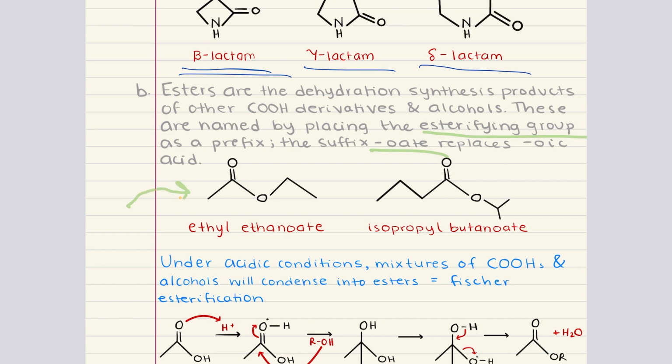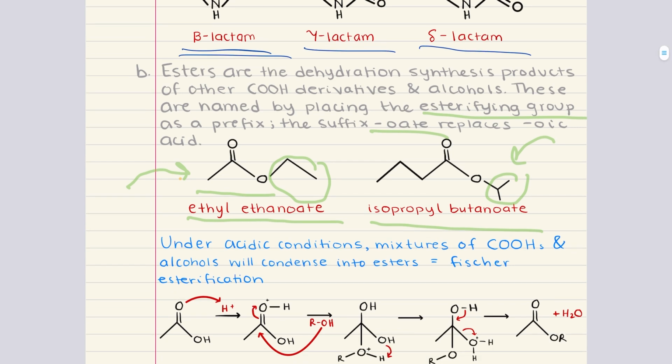In the first structure, we have an ester that's derived from ethanol and ethanoic acid. So the alkyl group from the ethanol is ethyl, and the acid part, ethanoic acid, becomes ethanoate. Therefore, this ester is named ethyl ethanoate. In the second structure, we have an ester formed from isopropanol and butanoic acid. The alkyl group from isopropanol is isopropyl. The acid part, butanoic acid, becomes butanoate. So the name of this ester is isopropyl butanoate.